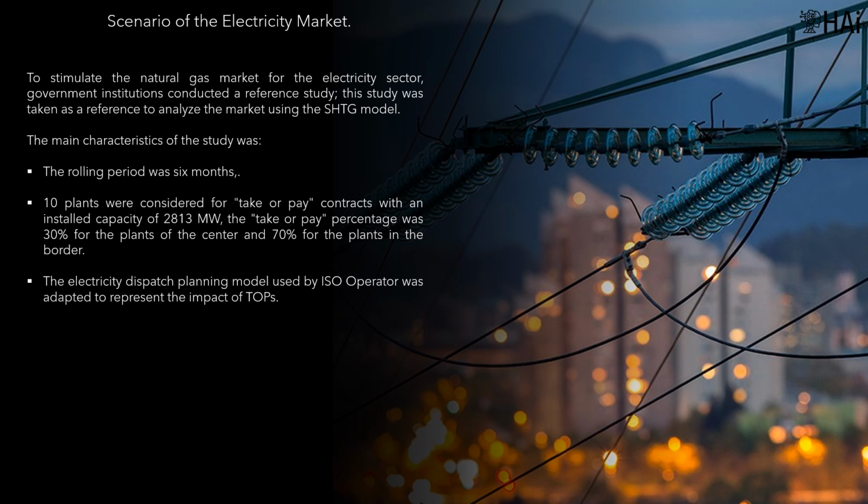To stimulate the natural gas market for the electricity sector, government institutions conducted a reference study. This study was taken as a reference to analyze the market using the SHTG model. The main characteristics of the study were: the rolling period was 6 months. 10 plants were considered for take-or-pay contracts with an installed capacity of 2,813 megawatts. The take-or-pay percentage was 30% for the plants of the center and 70% for the plants in the border, and the electricity dispatch planning model used by the ISO operator was adapted to represent the impact of TOPs.